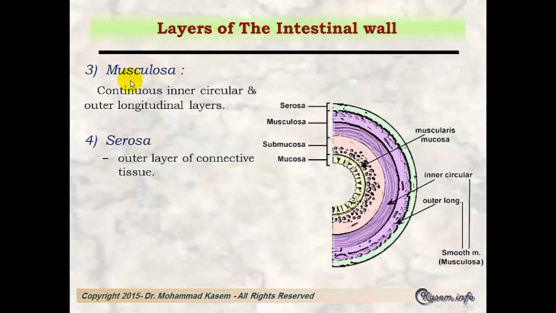The muscle layer is called the musculosa or muscularis externa, as we said before, formed of continuous inner circular and outer longitudinal layers. The serosa is the outer layer of connective tissue. It is called serosa if it has a peritoneal covering. If there is no peritoneal covering, it is called adventitia.